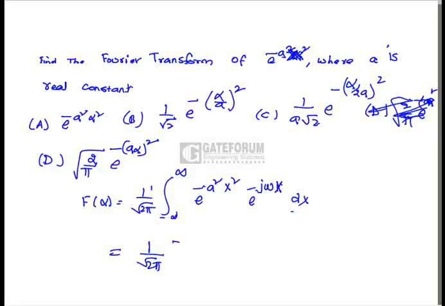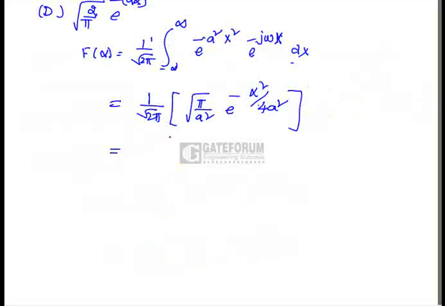If we solve, that is 1 by root 2 pi, the value of this integral, if we follow the standard integration process, we get root pi by a, e power minus alpha square by 4a square. If we solve this one, we will get the answer as a under root, e power minus alpha square by 4a square. Hence option C is correct.